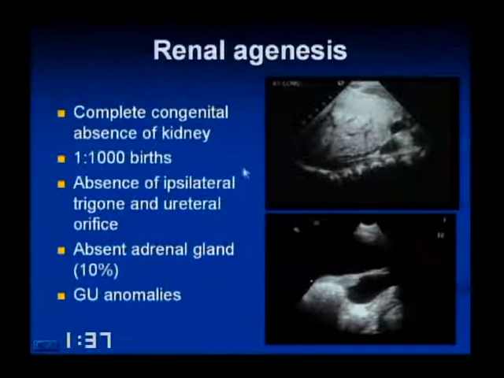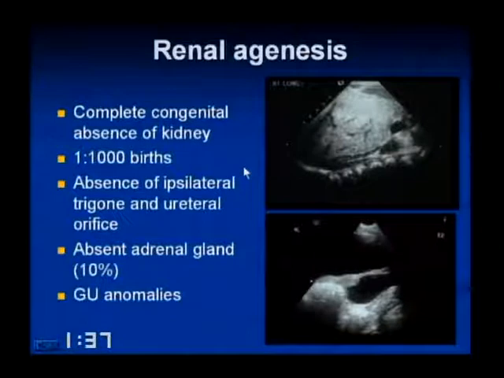An absent kidney is called renal agenesis. It's a fairly common anomaly occurring in 1 in 1,000 births. The ureter itself is usually absent, and the ipsilateral trigone and ureteral orifice are absent as well. The adrenal gland may be absent in 10% of these patients.